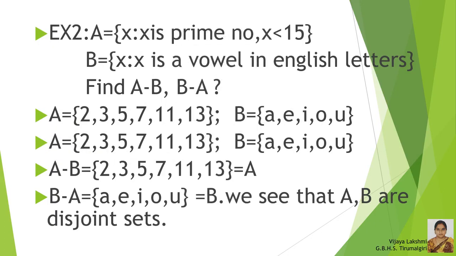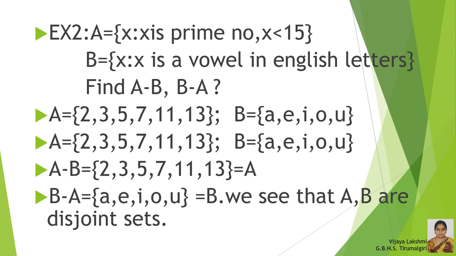Now coming to example 2. A is equal to the set of all x such that x is a prime number and x is less than 15. B is equal to the set of all x such that x is a vowel in English letters. So both are given in set builder form. We have to change them into roster form.